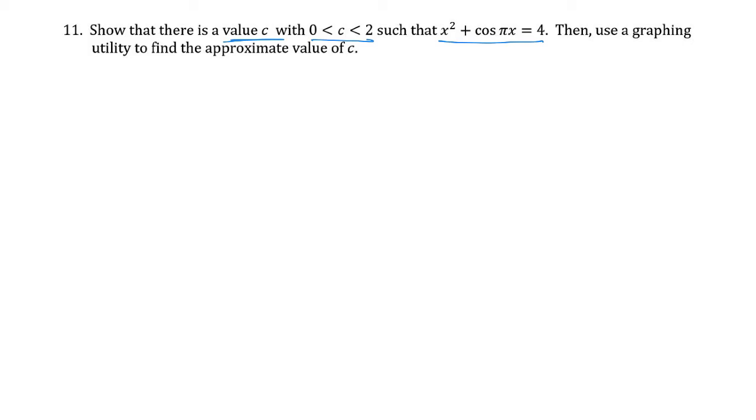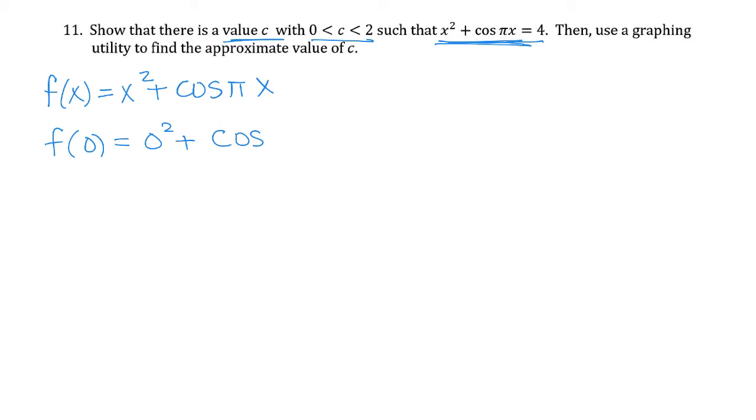happens. So keep in mind our function's right here, and we are continuous, and so I can go ahead and label our function. I'm going to label this f at x. It's going to be x squared plus cosine of pi x, and I'm going to try to find my endpoint value. So f at 0 is going to be 0 squared plus cosine of pi times 0, which is just 0. So that's going to give me cosine of 0, which is 1.